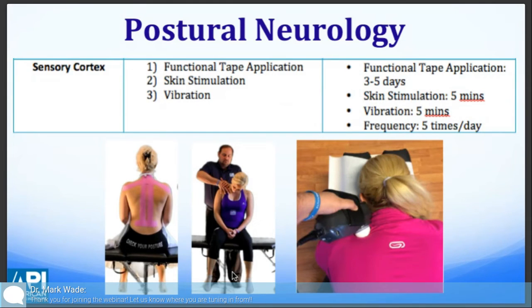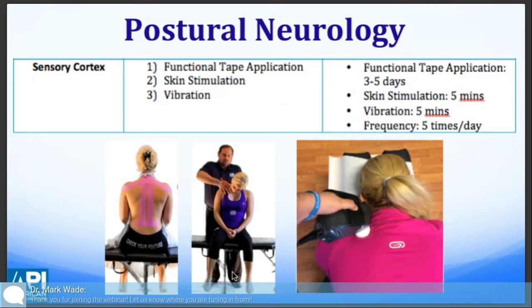So the sensory cortex, so the sensory homunculus, is located within the parietal lobe. Now, the sensory cortex perceives and understands and interprets all of the stimulus that we receive from our environment, from our body. So some examples to stimulate the sensory cortex are going to be functional tape application, skin stimulation, such as massage, or vibration, all of which are going to be sensory cortex stimuli.